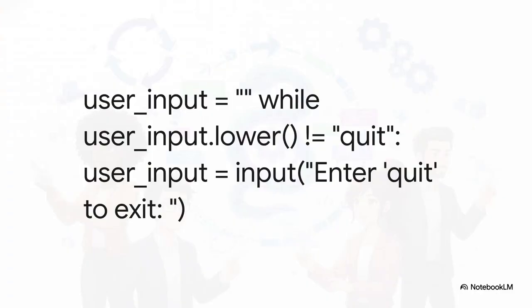Okay, check out this piece of code. The condition we've set is while user_input.lower() doesn't equal 'quit'. What this means is the loop will keep going as long as the user hasn't typed quit. And trust me, this loop is going to be relentless. It's going to ask for input, check it, and if it's not quit, it'll just ask again, and again, and again. It absolutely will not stop until the user finally types quit. It's a simple pattern that lets us build really solid interactive programs.